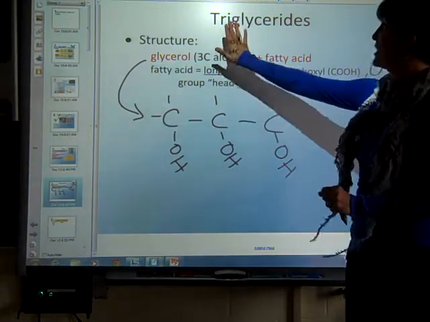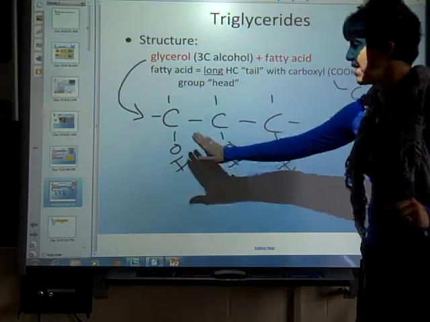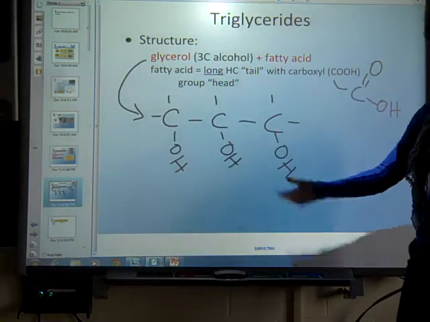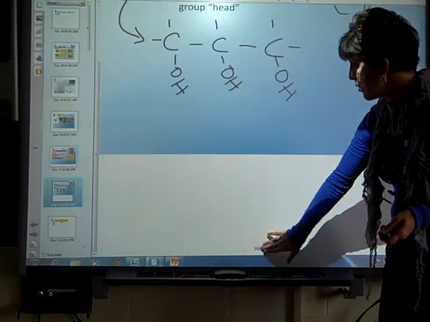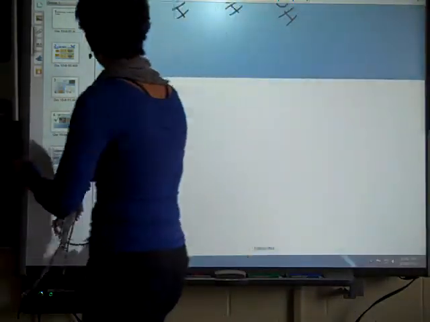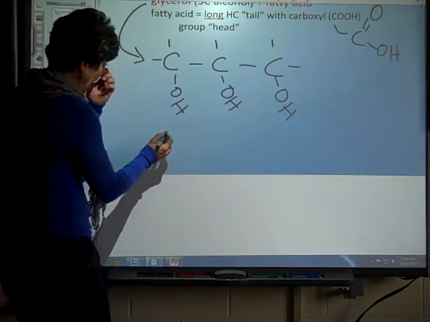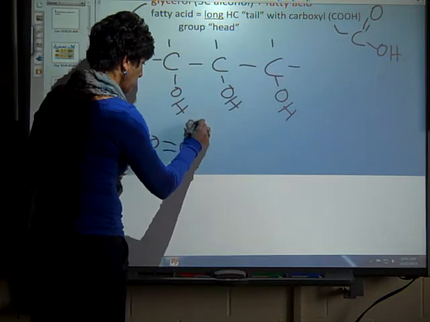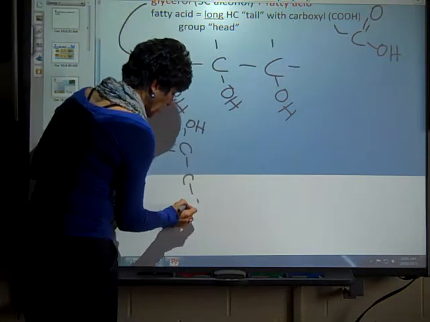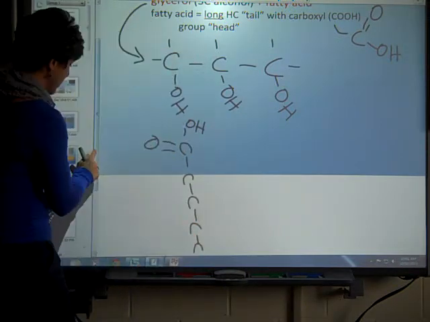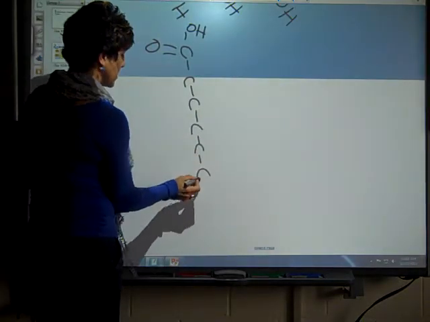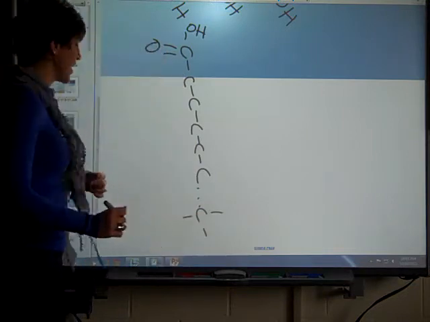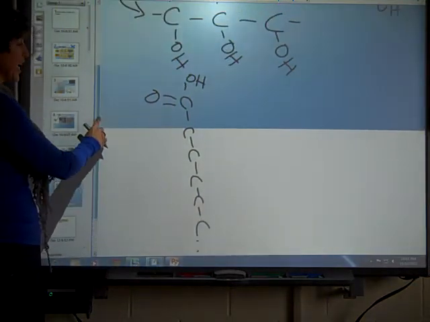So, to build a triglyceride, we would have to add 1, 2, 3 fatty acid chains to the glycerol. I'm going to do that with you right now so that you can draw it right in your notes. I am going to have my carboxyl group right here. And then I'm just going to go like this and put C, C, C, C, C, C, C, C, C, dot, dot, dot. Keeps going. Ends in a carbon that just has 3 hydrogens around it. Could be a very long chain.